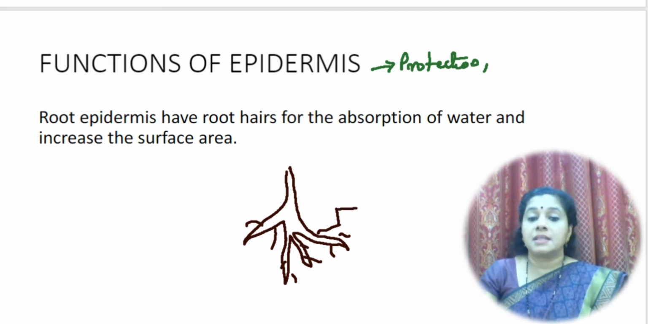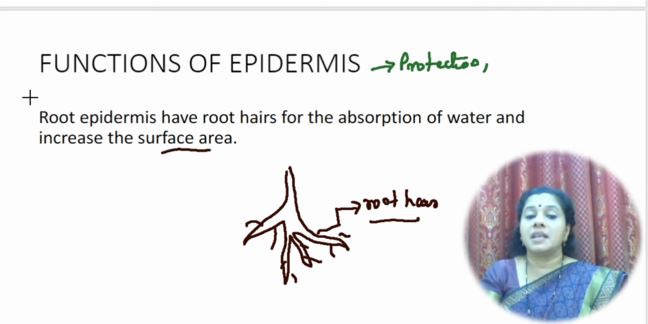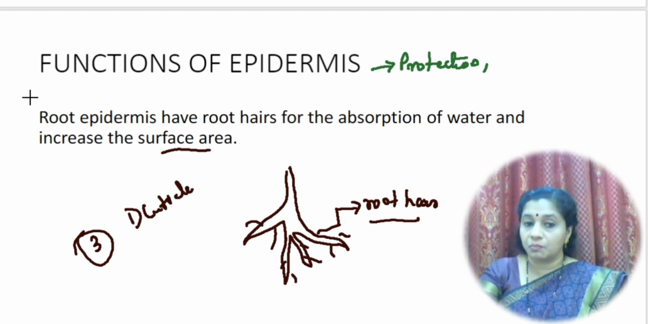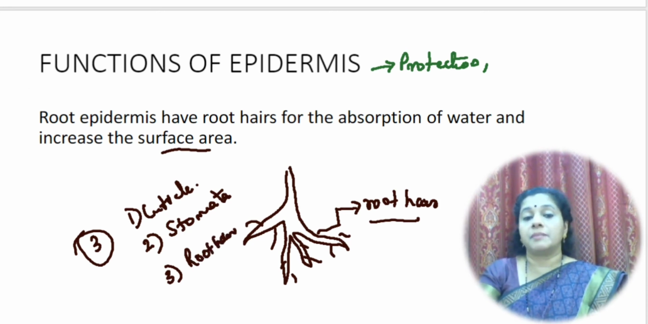So root hair is actually meant for water absorption. In smaller classes you learn roots absorb water for plants, but to be specific, root hairs absorb water. Since they are large in number, they can increase the surface area of absorption, so a large amount of water can be absorbed. So we learn three adaptations on the epidermis. One is the presence of cuticle to prevent water loss. Second, stomata for gaseous exchange and transpiration. And third, we learned the root hairs for absorption of water from the soil.